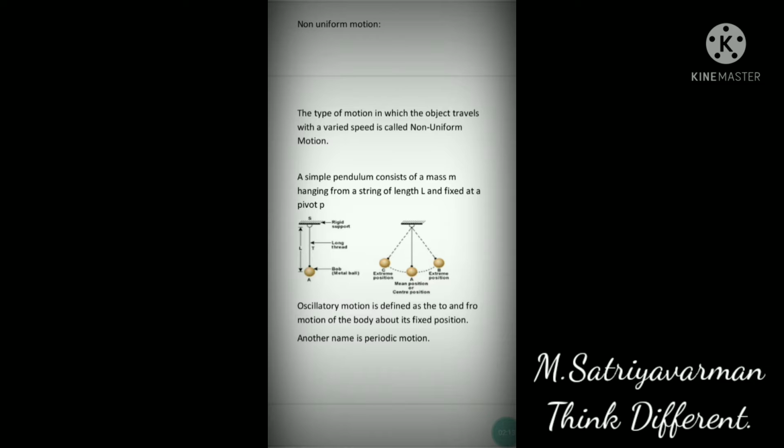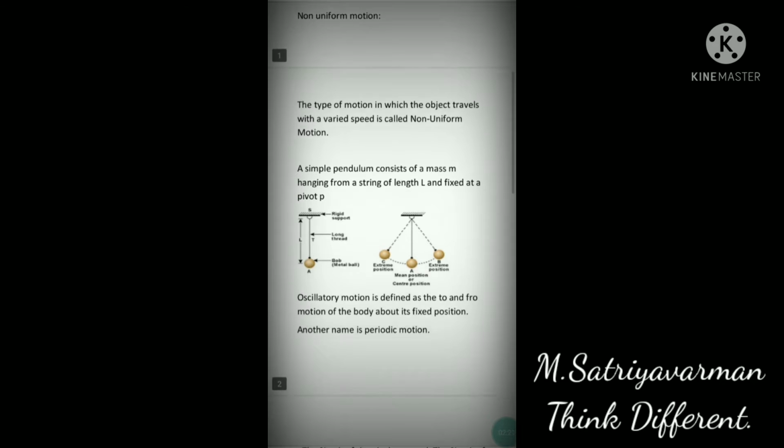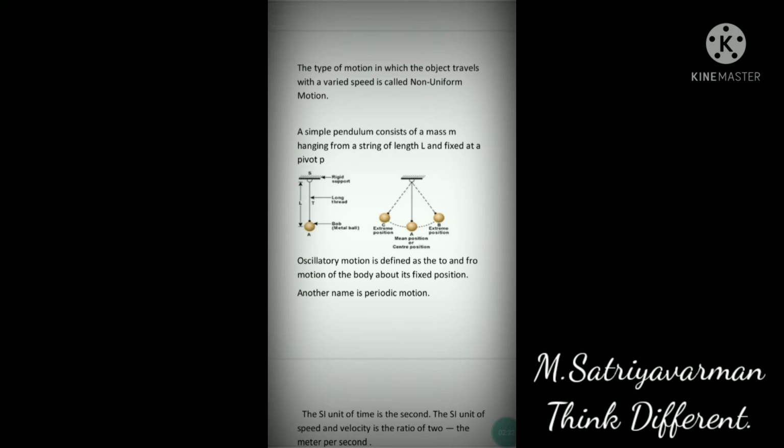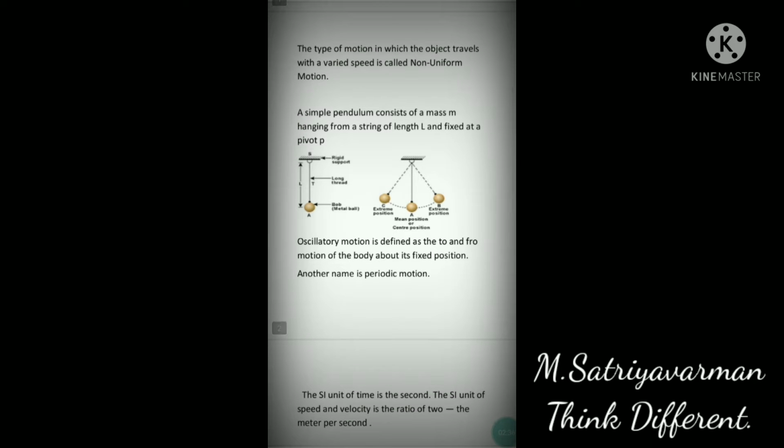The second one is non-uniform motion. Non-uniform motion is just the opposite of uniform motion. The type of motion in which the object travels with a varied speed is called non-uniform motion. For understanding easily, I'll tell you a short definition. Uniform motion takes equal distance and also equal time, but non-uniform motion takes equal distance but does not take equal time. Then it is called non-uniform motion.